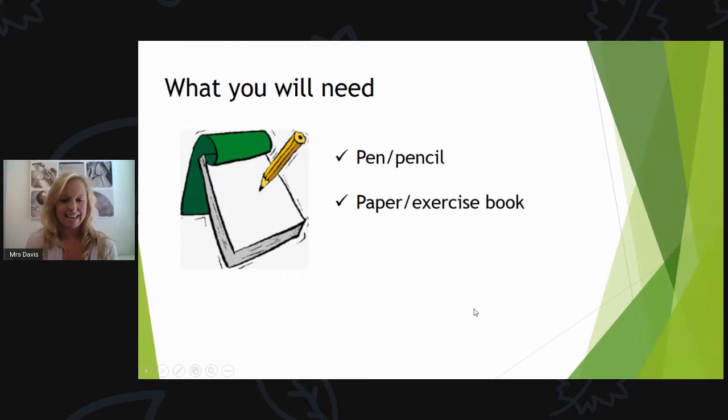And we have had a bit of a challenge. For today's lesson, you will need a pen and pencil or paper or exercise book as always. So if you need to pause the video, please go and get those things now, equipment now, off you go.